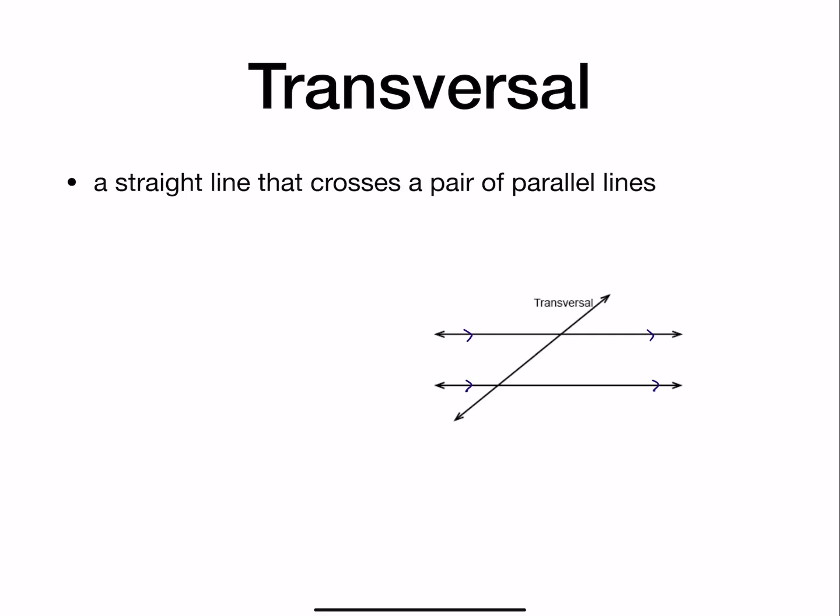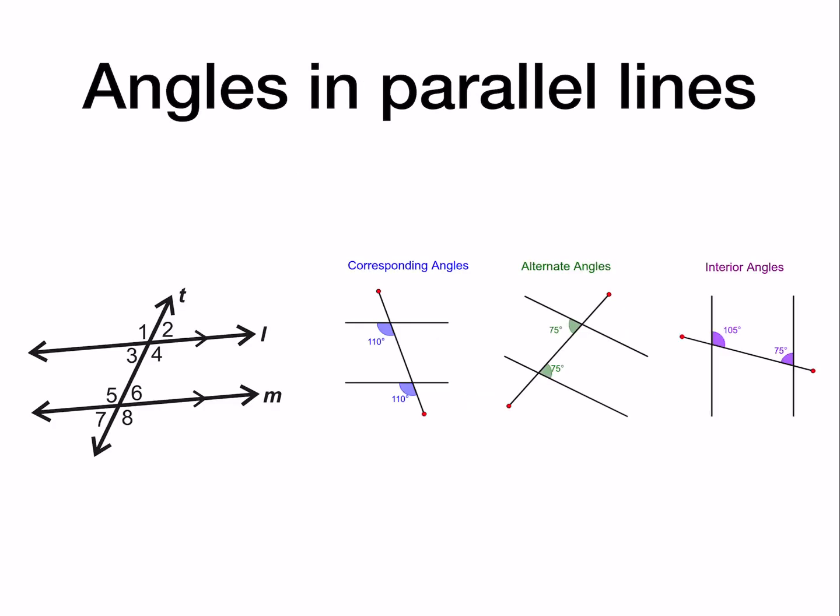So just before we start, we have to remember that a transversal is a straight line that crosses a pair of parallel lines. So we'll go into a bit more detail about each of the corresponding, alternate and interior angles, but you can see here visually corresponding angles that are below the pair of parallel lines or above the pair of parallel lines. Alternate angles, so either side of the transversal, and co-interior or interior, meaning they're inside the pair of parallel lines.